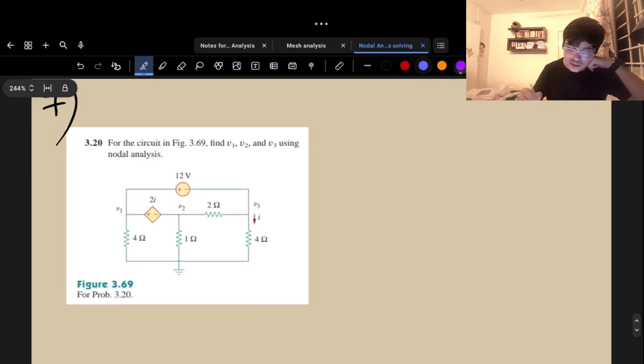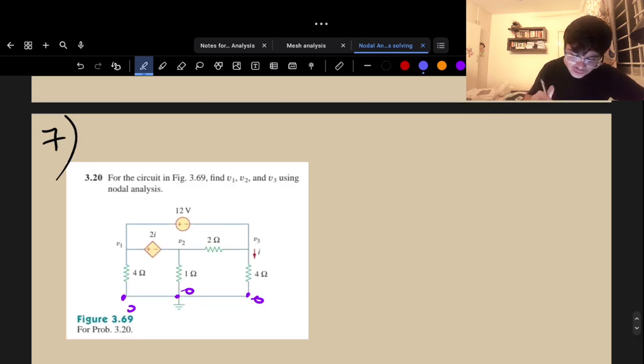Okay. So I have to find V1, V2, V3 using nodal analysis. Now let's start with the grounding. This is grounded, this is 0, this is 0, this is 0. Let's start with V1. Now, V1 by 4. So this is not conductance, this is resistance. You have to be very careful about this. V1 by 4 is one current leaving.